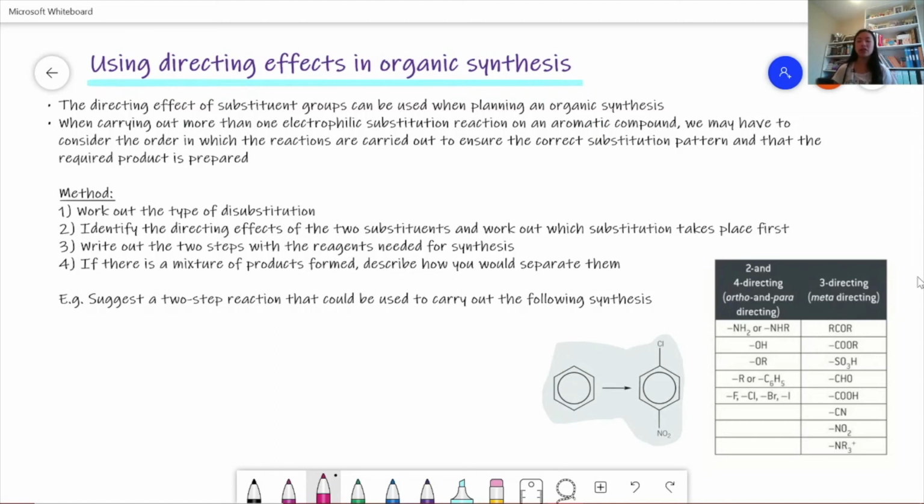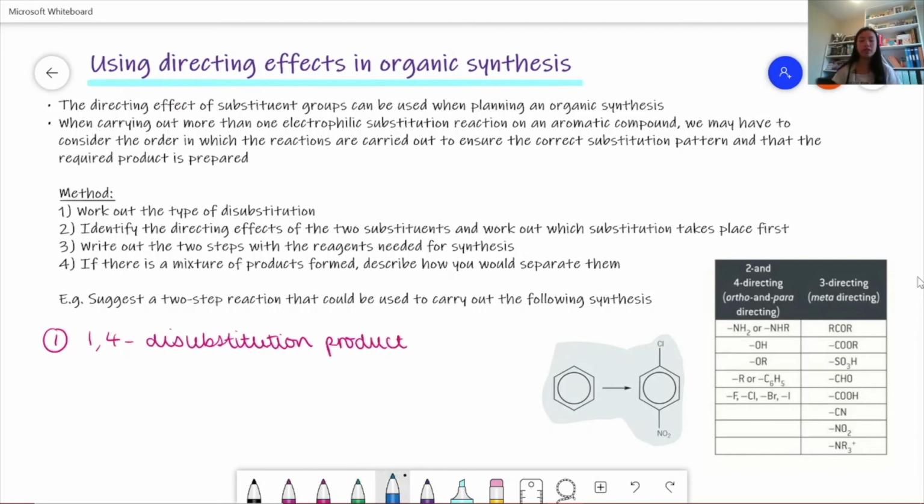So I'm going to look over a quick example. It's to suggest a 2-step reaction that could be used to carry out this following synthesis. So for step 1, we have to work out the type of di-substitution. So the product we see is a 1,4 di-substitution product.